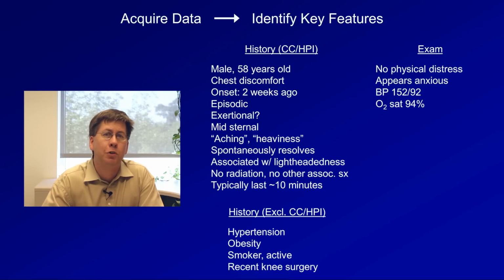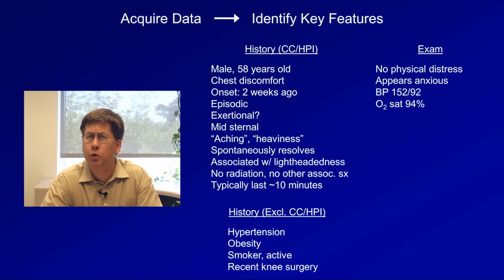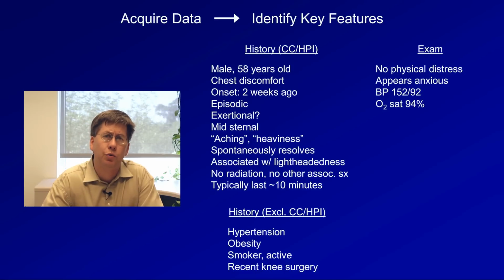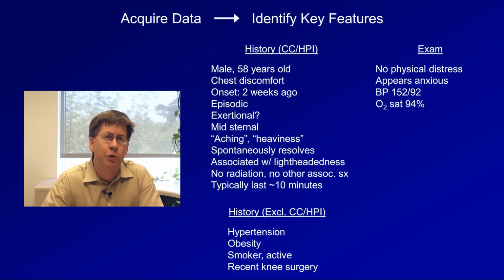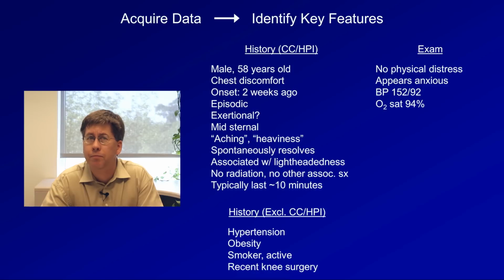HENT exam is normocephalic with a normal oropharynx. Neck is supple with no bruits, no thyromegaly or nodules, and no lymphadenopathy. His chest has normal excursion, and is clear to percussion and auscultation bilaterally.